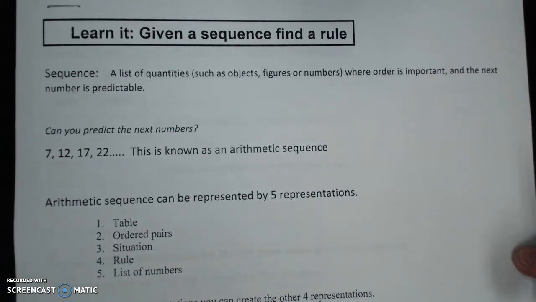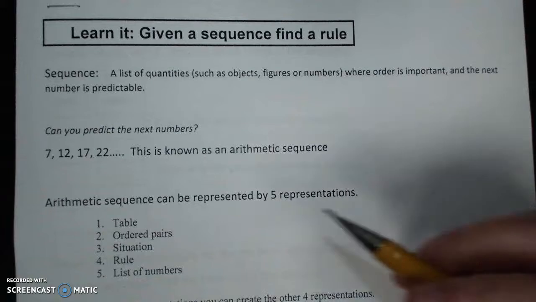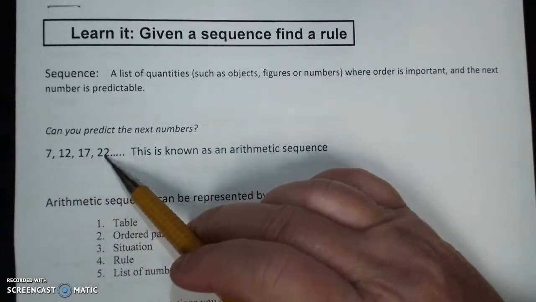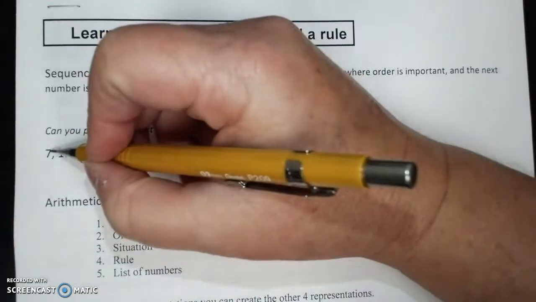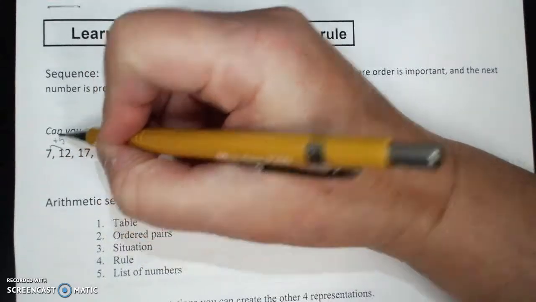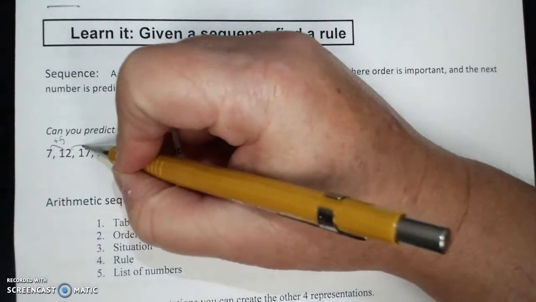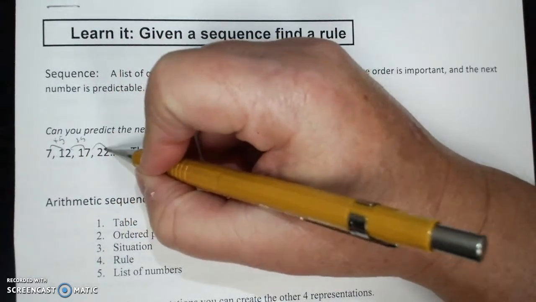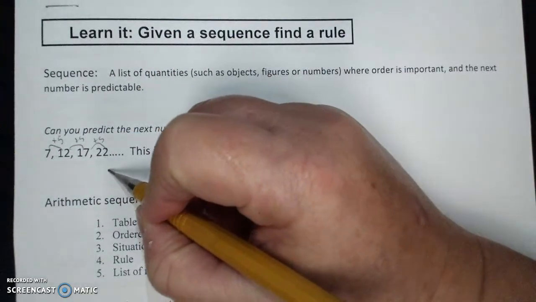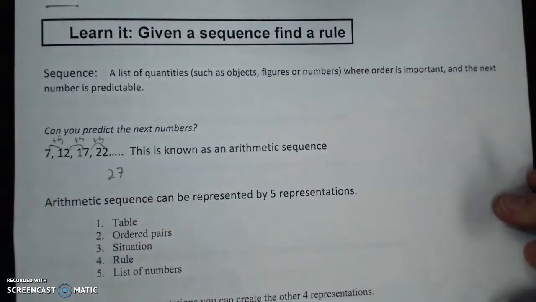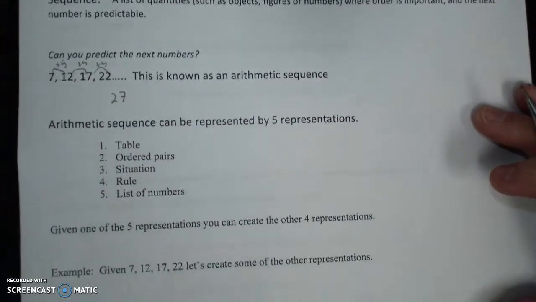So a sequence is a list of quantities such as objects, figures, or numbers where order is important and the next number is predictable. So right here it says 7, 12, 17, 22. Can you predict the next number? Well, if I go from here to here, I add 5, and from here to here, I add 5, and from here to here, I add 5. So the next number is 27. That's called an arithmetic sequence.